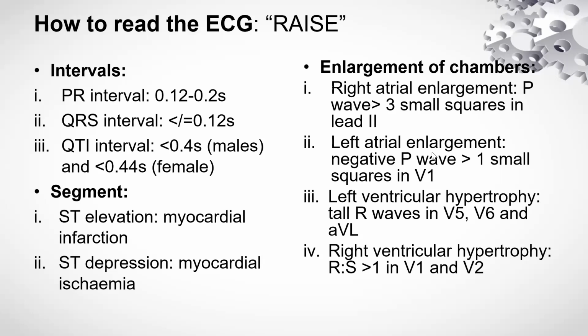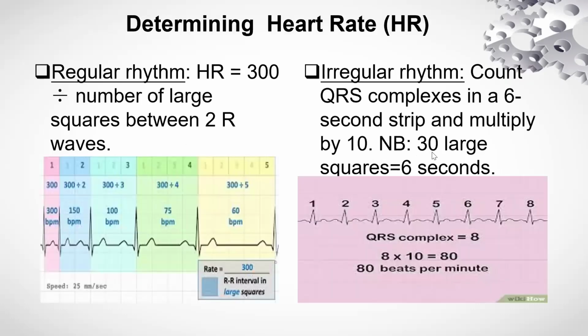So when you're reading the ECG, I always tell people, read the ECG systematically. Look at the rhythm and the rate. Look at the axis. Is it a normal axis, right axis deviation, left axis deviation, or extreme axis deviation? Then you look at the intervals, you look at the ST segment, and you look at the enlargement of the chambers.